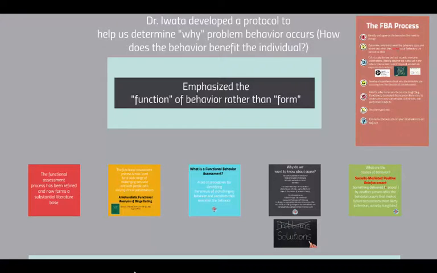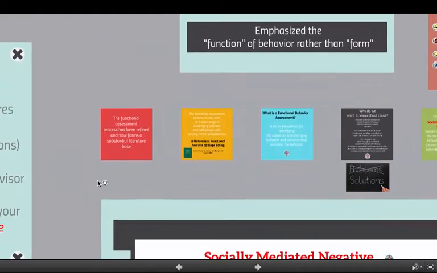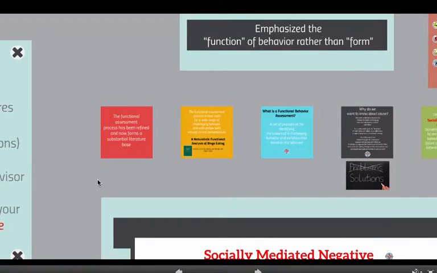So Iwata emphasized the function of behavior and the reasons why the behavior occurred, self-injurious behavior, rather than the form. So it wasn't so much what that behavior appeared to look like in terms of the topography of the self-injury, whether it be a strike to the head with a fist, for example, or whether it be head banging. It wasn't so much the topography that was relevant, but the function of the behavior that is highly relevant. So he gave us the protocol for actually examining the reasons why behavior occurs.